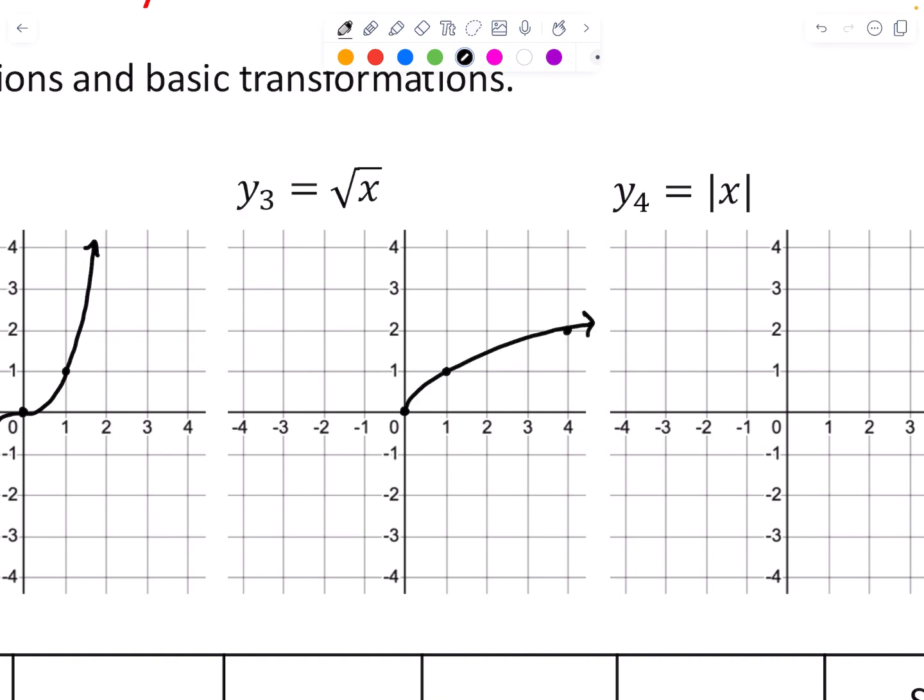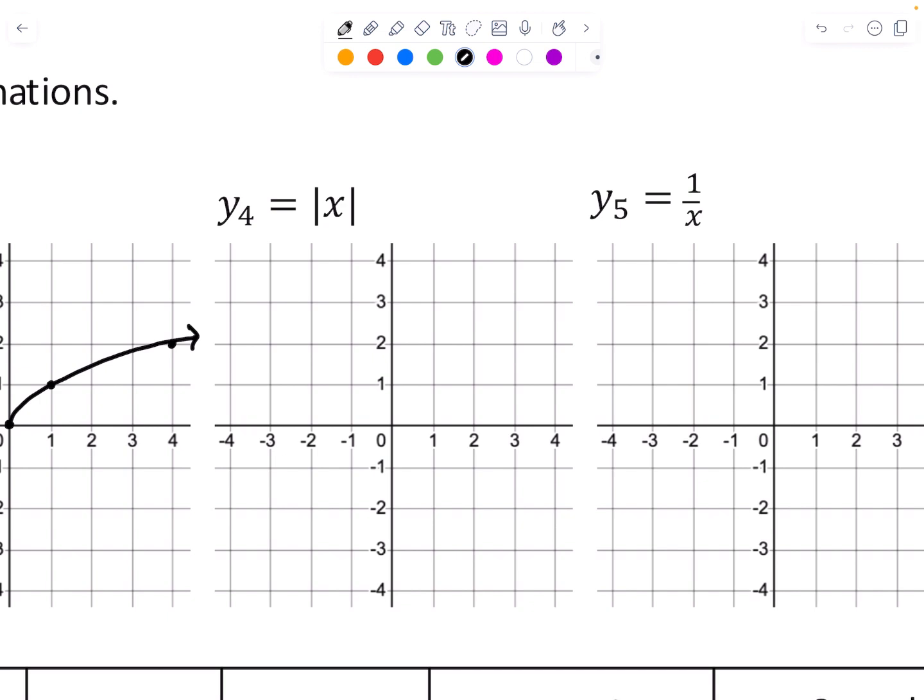The absolute value of x, if you plot several points, the absolute value returns a positive version of the input. So in this window, we get these key points, and we have the shape of a V with a sharp corner at the origin.